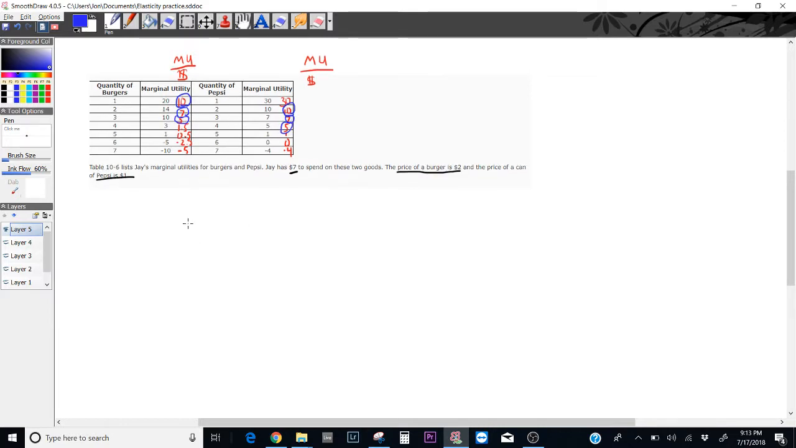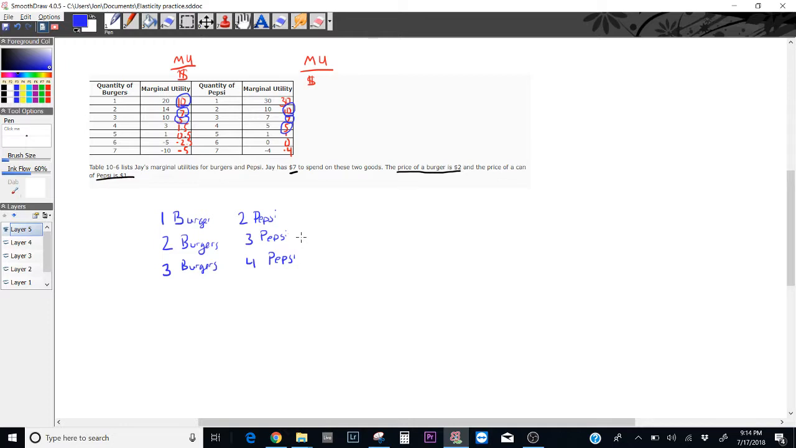So let's look at our 3 combinations. So I can buy 1 burger and 2 Pepsis. I can buy 2 burgers and 3 Pepsis. Or I can buy 3 burgers and 4 Pepsis. So these are all the combinations where my marginal utility per dollar are equal.